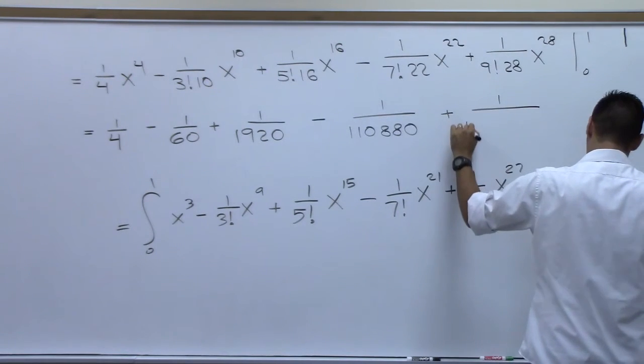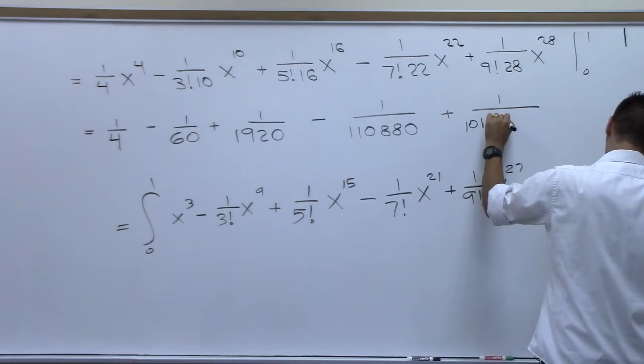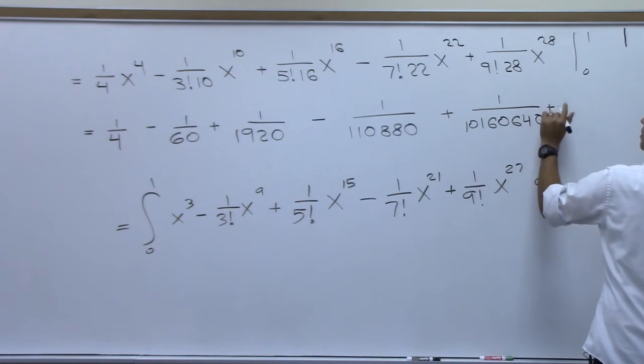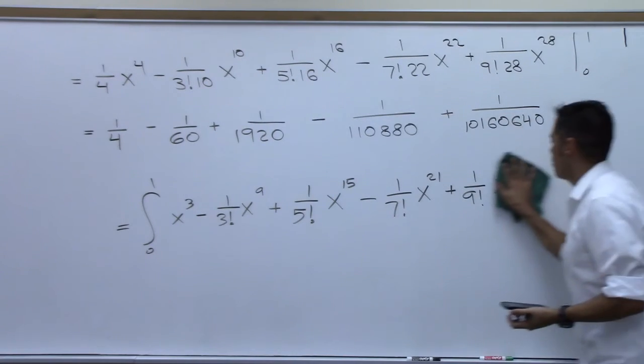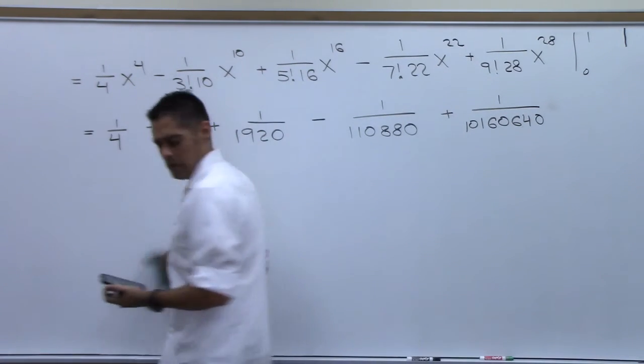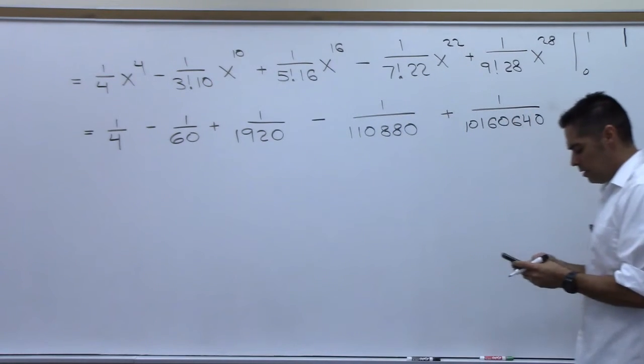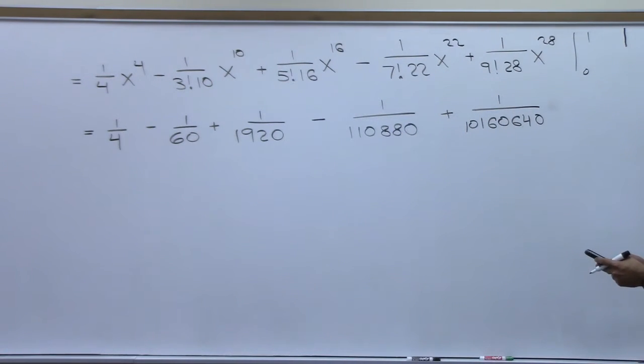1 over 10,160,640 plus, oh, that's it. This is finite. Now I'm going to get this as a decimal. Okay, so I'm going to do 1/4 on my calculator, minus 1 divided by 60, plus 1 divided by 1920, minus 1 divided by 1, plus 1 divided by 1.